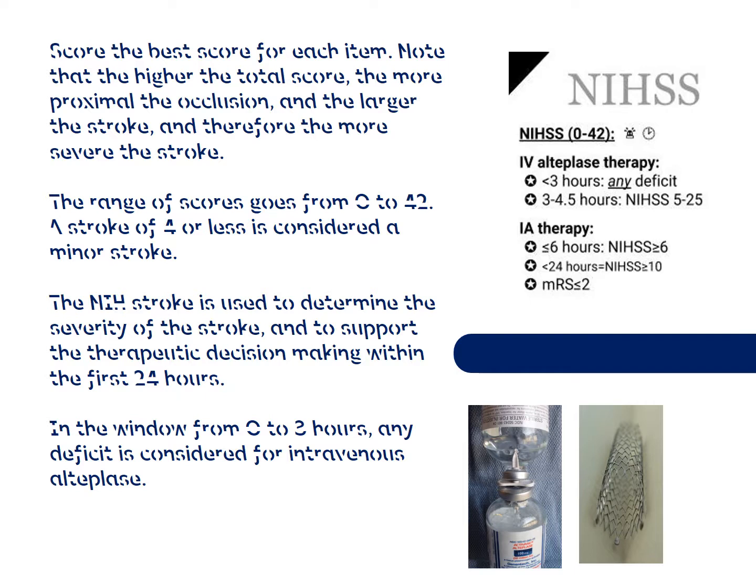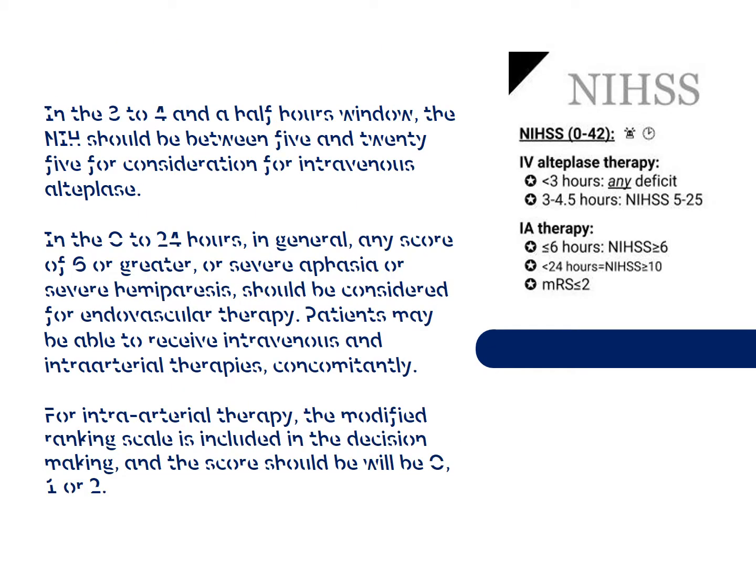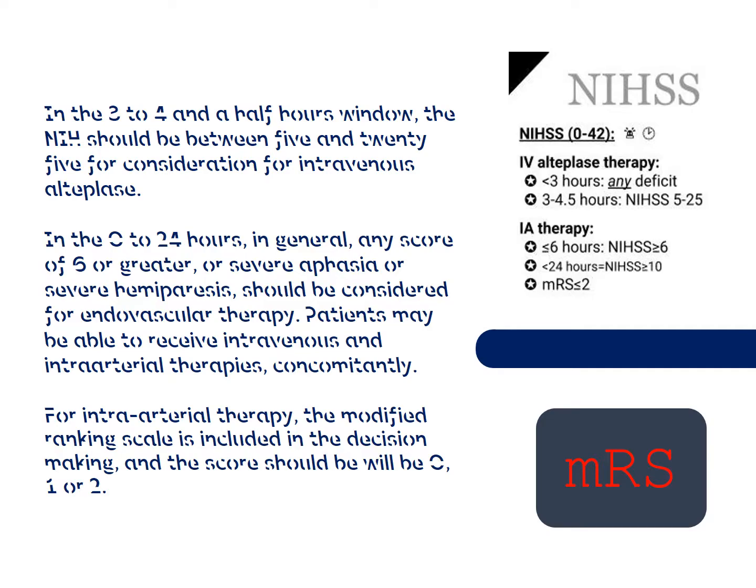In the window from 0 to 3 hours, any deficit is considered for intravenous alteplase. In the 3 to 4.5 hours window, the NIH should be between 5 and 25 for consideration for intravenous alteplase. In the 0 to 24 hours, in general, any score of 6 or greater, or severe aphasia or severe hemiparesis, should be considered for endovascular therapy. Patients may be able to receive intravenous and intraarterial therapies, concomitantly. For intraarterial therapy, the modified ranking scale is included in the decision-making, and the score will be 0, 1 or 2.